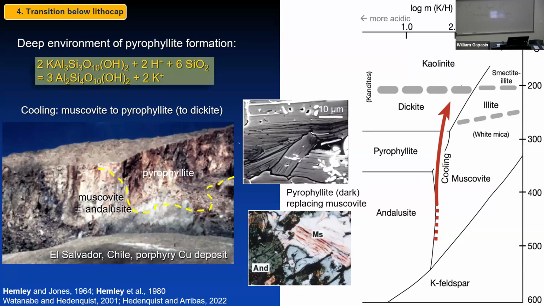Simply pyrophyllite in dark, in this SEM image, replacing along the cleavage planes of the muscovite. It's a retrograde reaction. Nothing to do with acidity. And yet, this would be called advanced argillic alteration. My point is, be careful what you call advanced argillic alteration, otherwise you're just lost.